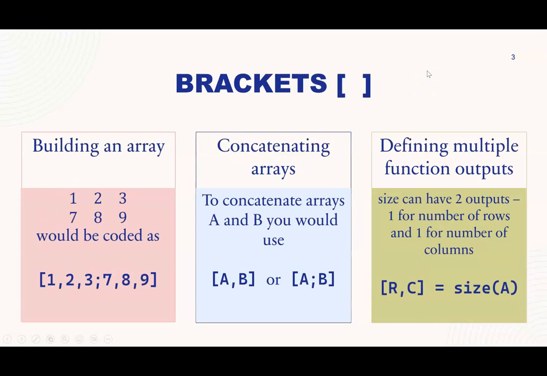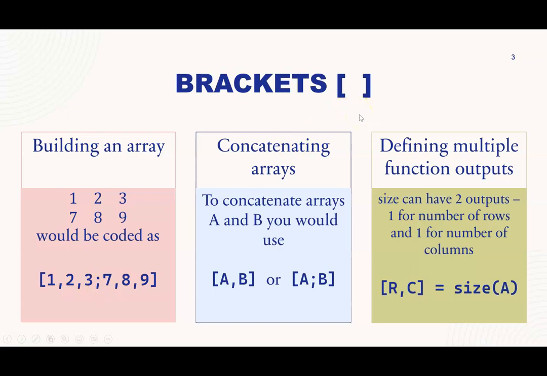Brackets, or square brackets, are used primarily for these three reasons. The first is when we are building an array from scratch and putting the numbers in to create that array. So if we wanted this array where we have 1, 2, 3 as the first row, 7, 8, 9 as the second row, we would enclose in square brackets those numbers 1, 2, 3, 7, 8, 9, where we separate each value in the row by commas, and then to go to the next row we use a semicolon.